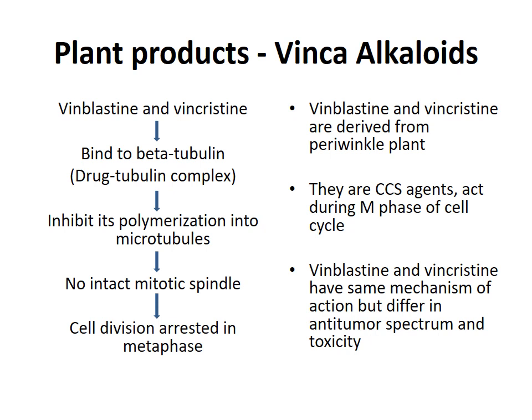Plant products, Vinca alkaloids. Vinblastine and vincristine are derived from the periwinkle plant. They are CCS agents. They act during the M phase of the cell cycle. Vinblastine and vincristine have the same mechanism of action but differ in anti-tumor spectrum and toxicity. They bind to beta tubulin, forming the drug-tubulin complex. This inhibits its polymerization into microtubules, so there is no intact mitotic spindle, and ultimately cell division is arrested in metaphase.